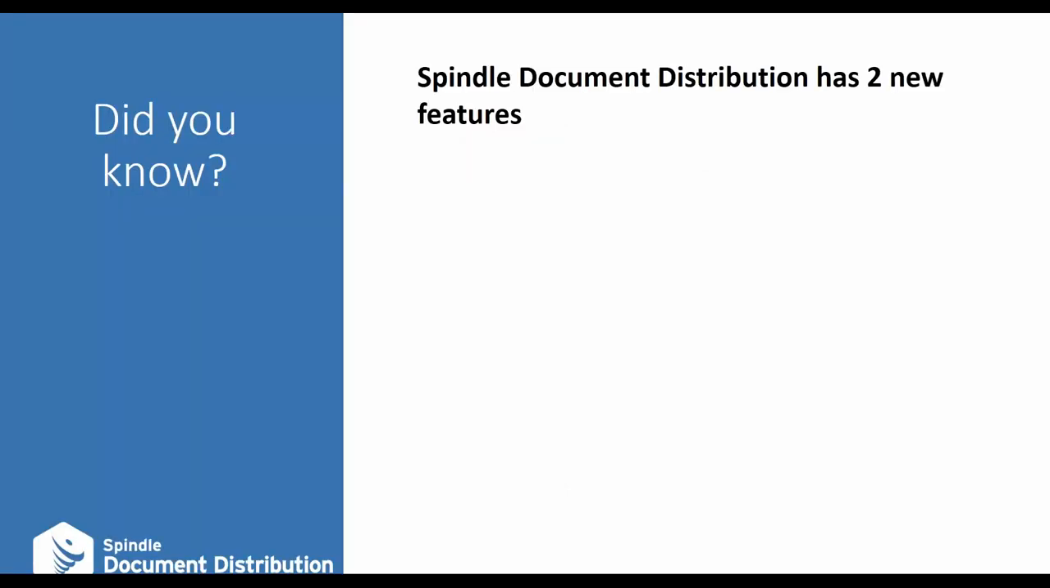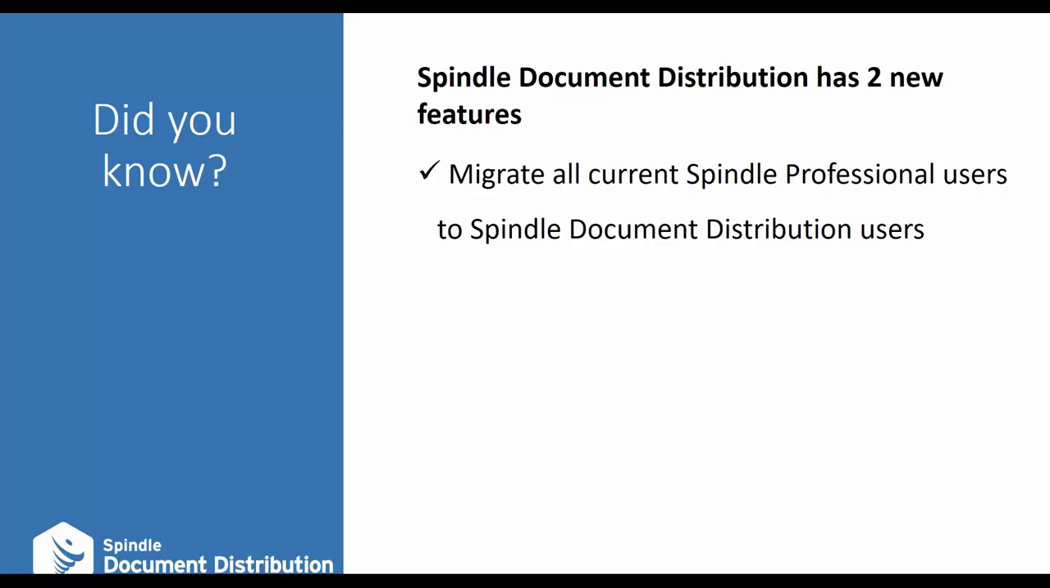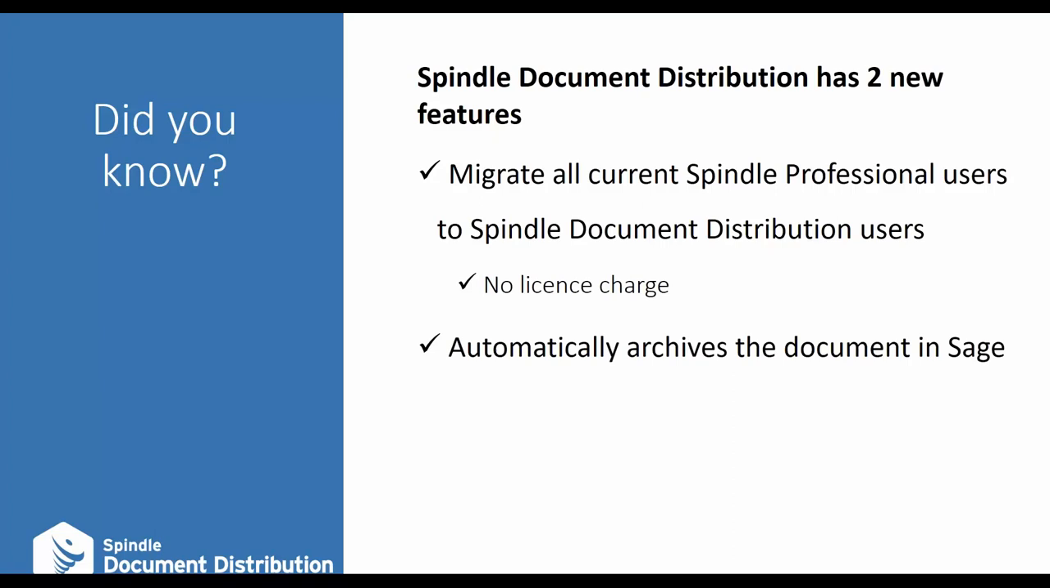Okay, at the very beginning I told you that there's two versions of Spindle, Spindle Professional and Spindle Document Distribution. So now I'm going to show you the new features of Spindle Document Distribution. Now for anybody listening to this that is a current Spindle Professional user, you'll be pleased to know you can migrate all your current Spindle Professional users to Spindle Document Distribution users. There is no license charge in order to do this. You will get the new functionality.